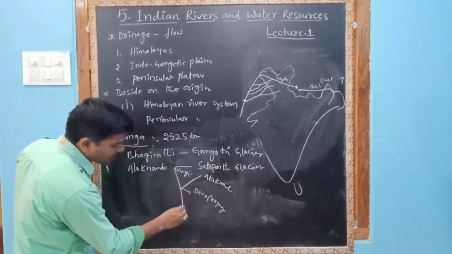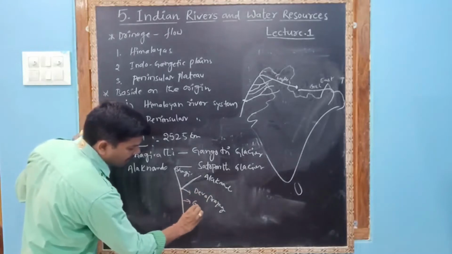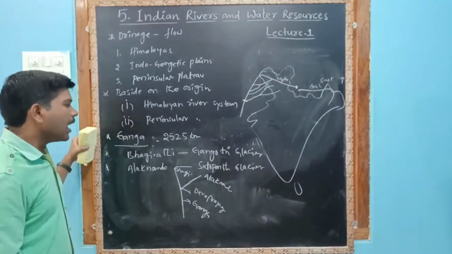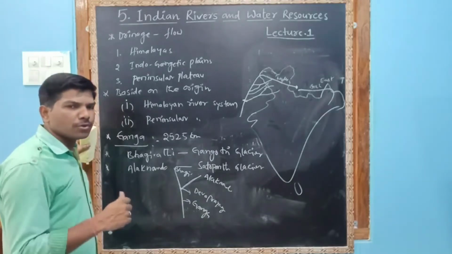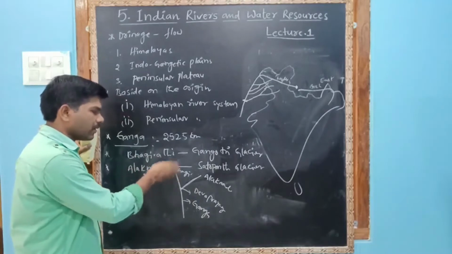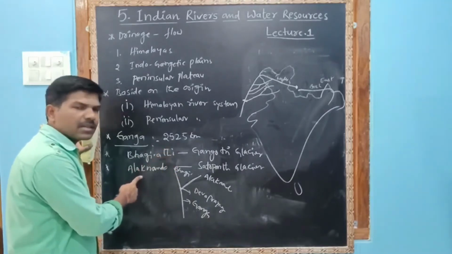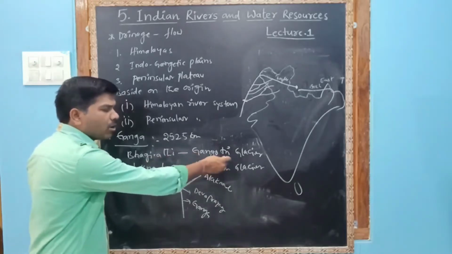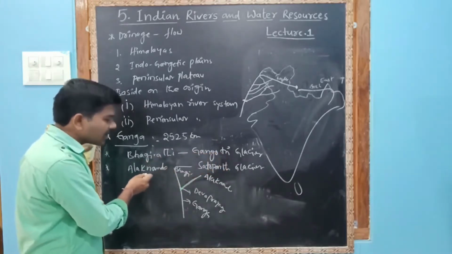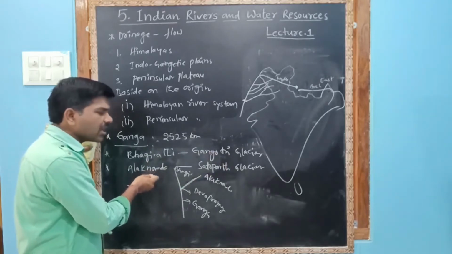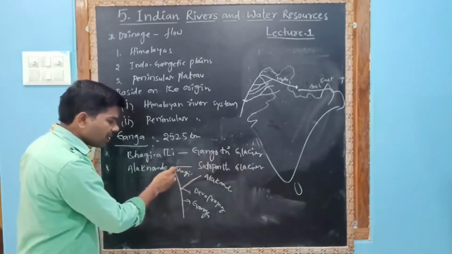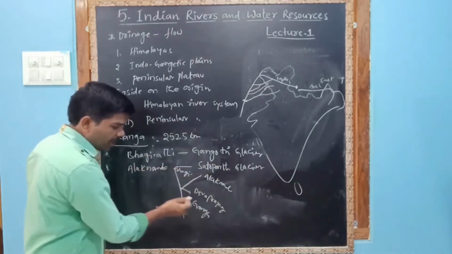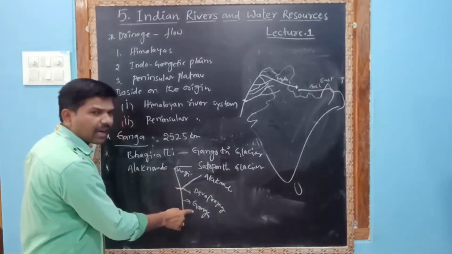From Devaprayag onwards, we call the river Ganga. Okay, I repeat. Ganga has two sources: Bhagirathi stream and Alaknanda stream. Bhagirathi stream originates at Gangotri Glacier. Alaknanda stream originates near Satopant glacier. Both Alaknanda and Bhagirathi join at Deva Prayaga. From Deva Prayaga onwards we call it Ganga River.